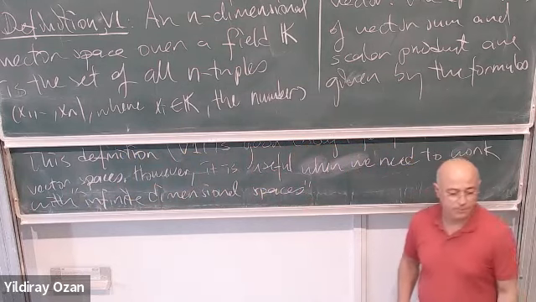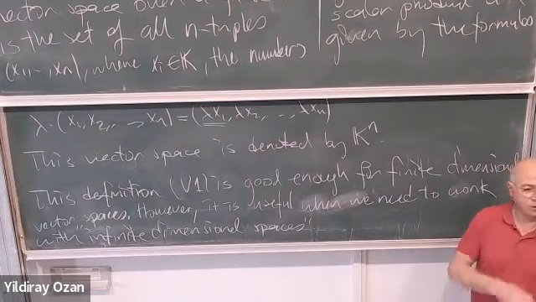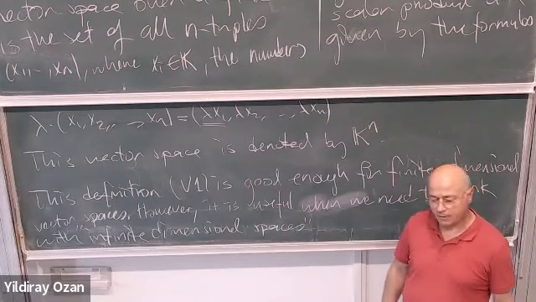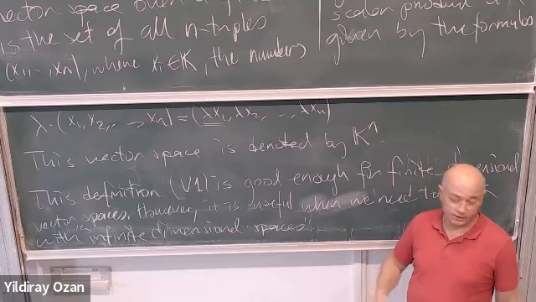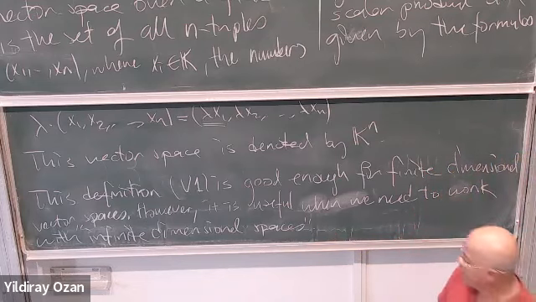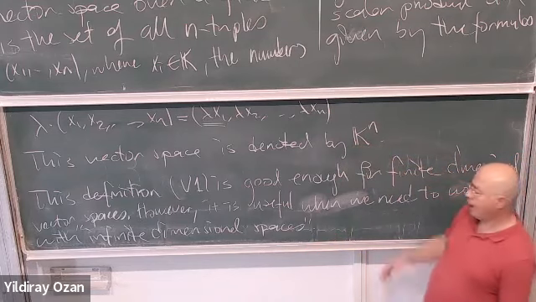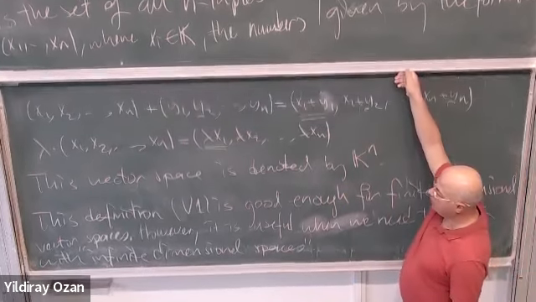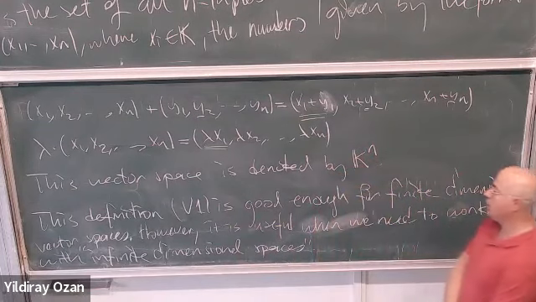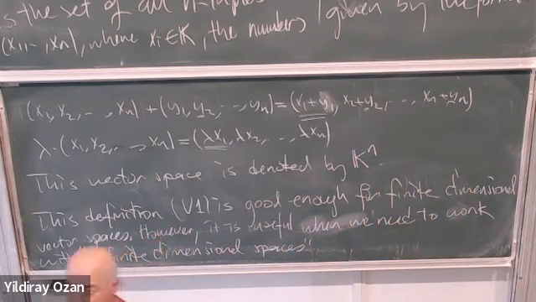What are the infinite dimensional spaces? For example, function spaces are infinite dimensional. Consider all real valued functions over R. They are infinite dimensional. Even polynomials: the set of all polynomials is a vector space, but it has infinite dimension. And in that case, this notation is not useful. And actually, most other things which work for Kn will not be useful in infinite dimensions. So you need a more general definition of vector space, okay?